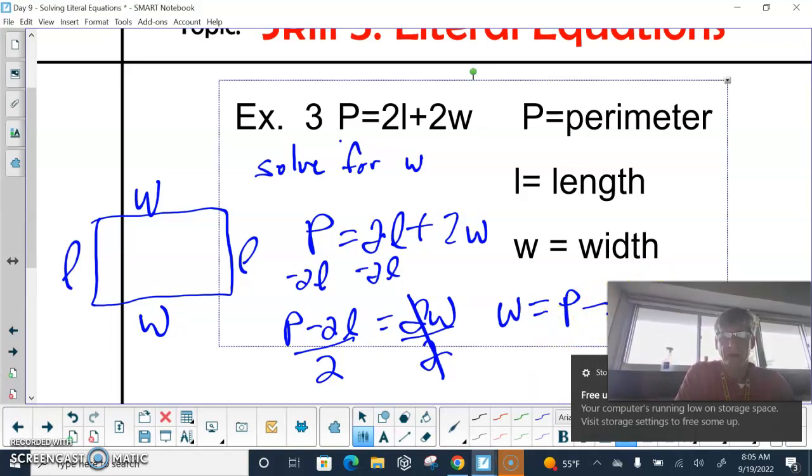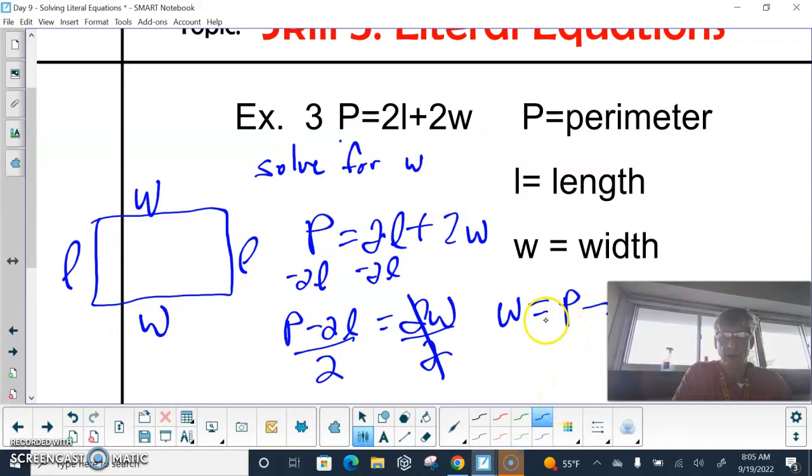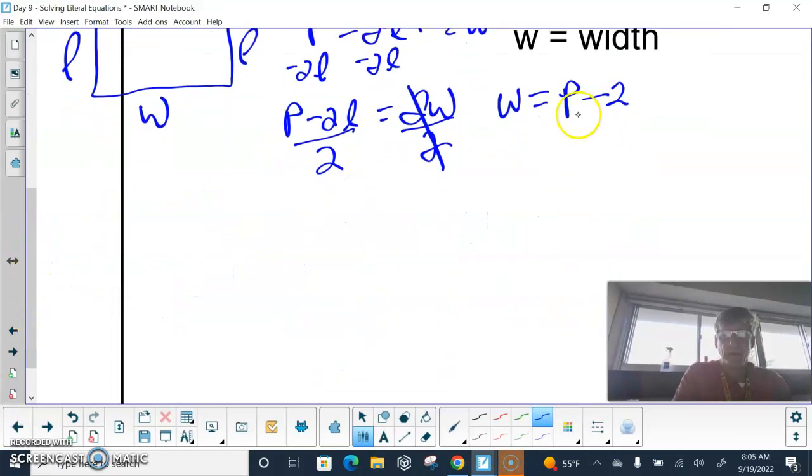Sorry, I don't know why that's not writing. Let me try something here. There we go. W equals perimeter minus 2 times the length, divided by 2.